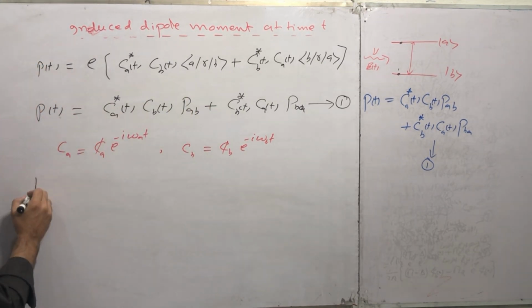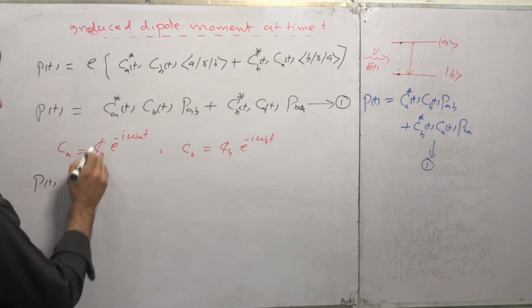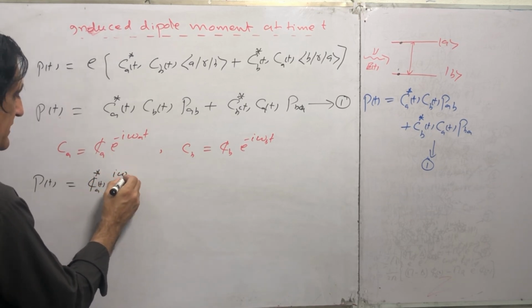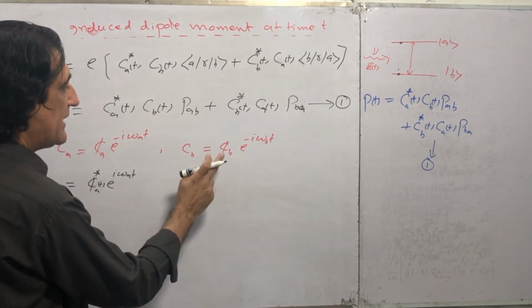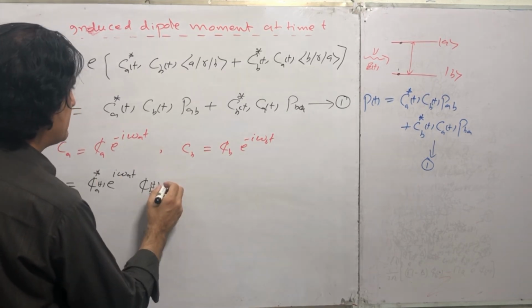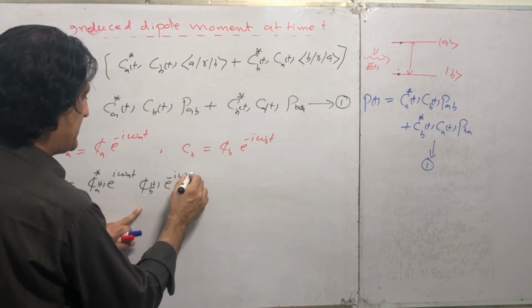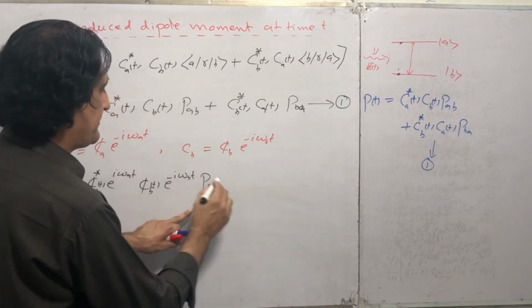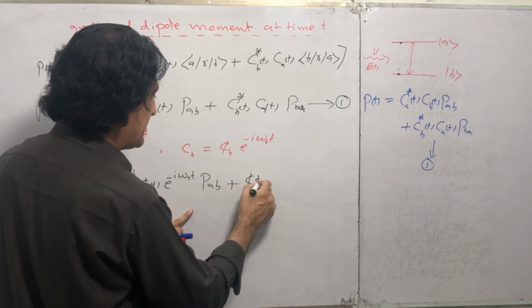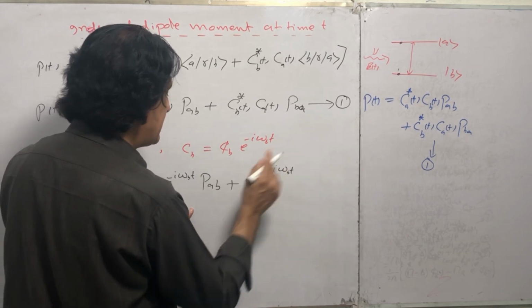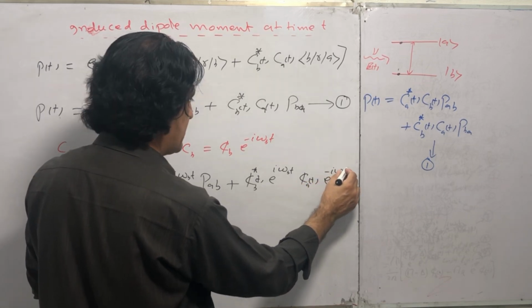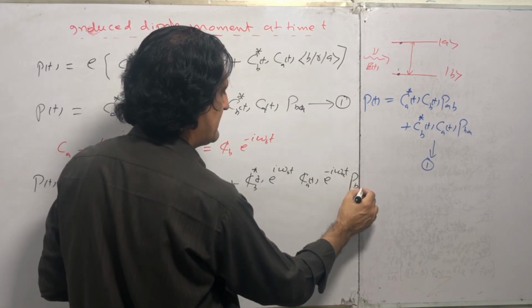So this P(t) is equal to C_A* e to the power i omega_A t, and C_B as this one, C_B e to the power minus i omega_B t, and this is P_AB, plus C_B*. If I take the complex conjugate of this, then this will be C_B*(t) e to the power i omega_B t, and C_A is C_A e to the power minus i omega_A t, and P_BA.